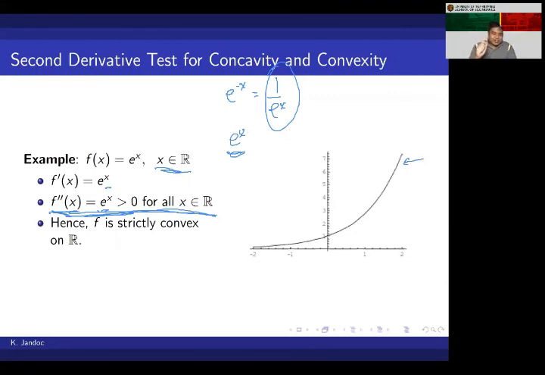So it satisfies the definition of strict convexity, because strict convexity requires that the second derivative be positive for all possible values of x in the interval. Now, in this case, the interval is negative infinity to infinity. That's the domain. So whether x is negative or positive, the second derivative is always positive. Therefore, this function is strictly convex, because it satisfies the definition of strict convexity.